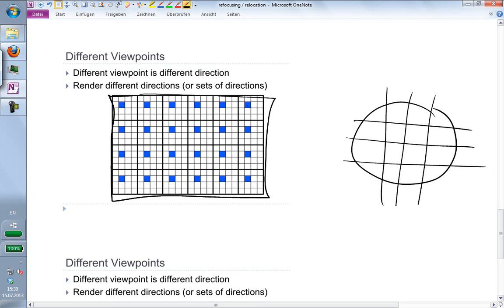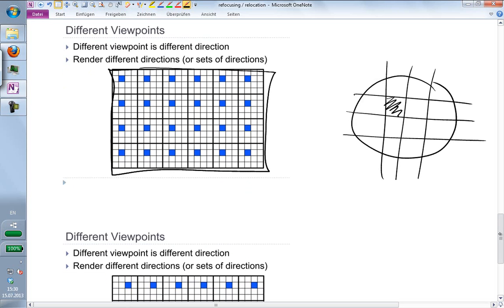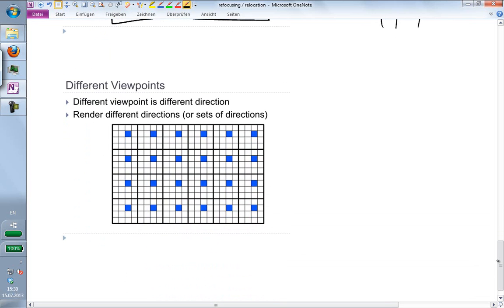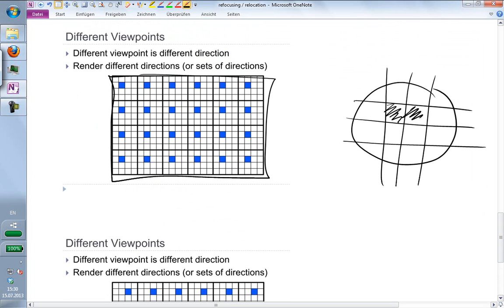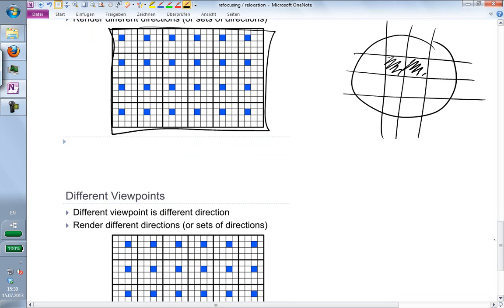And if we take this particular pixel here, we emulate a camera looking through this part of the lens. And here we emulate a camera looking through that part of the lens. Okay, so in a way it's a generalization of stereo imaging.